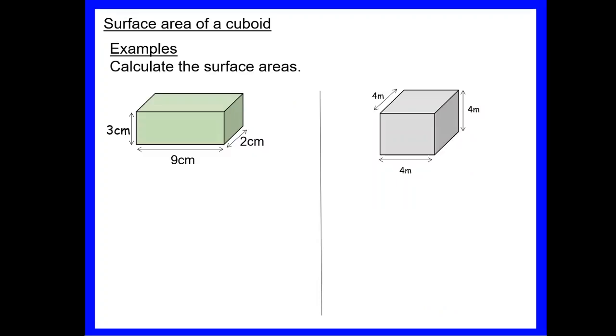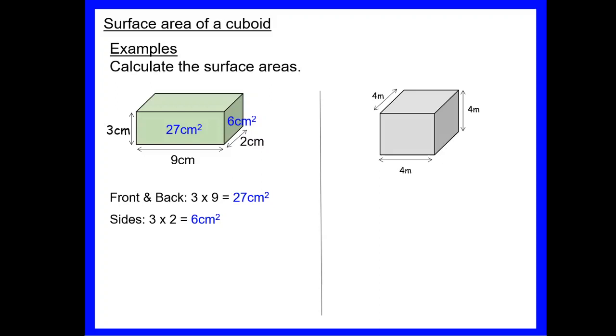Okay, we're going to do a couple of examples. It would be a good idea to write these down as you go. So for our first one then, we can see we've got a 3 centimetre height by 9 centimetres by 2 centimetres. It's a cuboid, so we're going to need 6 faces again, but the front and back, top and bottom are the same. So let's start with the front and the back then. The front and the back are 3 times 9, so 27 centimetres squared. There we are. The sides then are 3 high by 2 wide, so 3 times 2 is 6 centimetres squared.